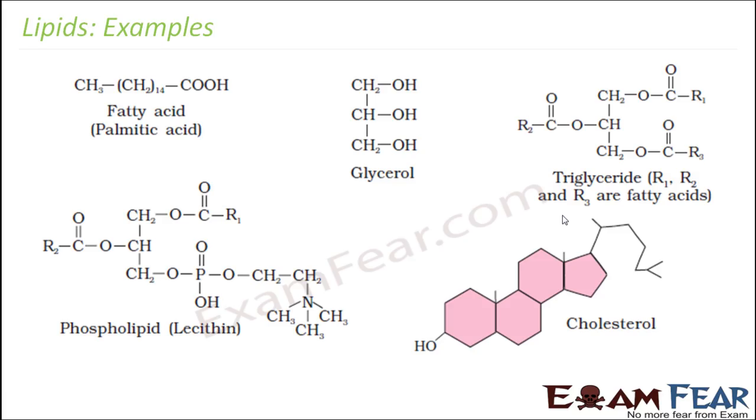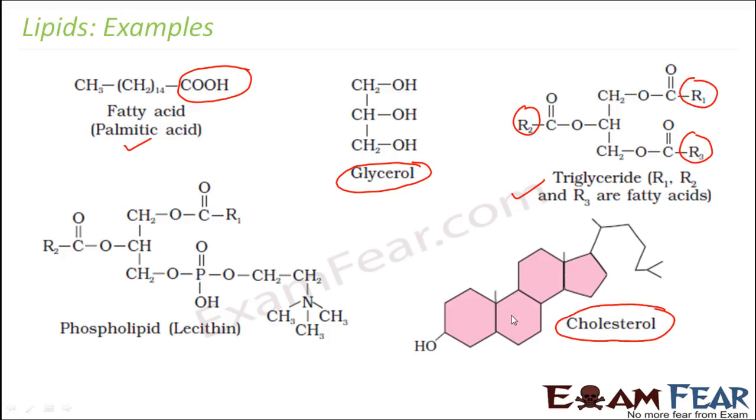So let us look at some of the examples of lipids. Here you can see the presence of a carboxyl group which makes it a fatty acid, and this is palmitic acid. Glycerol, this is how it looks like. A triglyceride will have 1 glycerol and 3 fatty acids. That is a triglyceride. Cholesterol is nothing but a sterol because you can see 4 carbon rings here. Phospholipid, as I said, will have 2 fatty acids, 1 glycerol, which you can see here, and 1 phosphate group. So this is a phospholipid, that is lecithin in this case. So these are some of the examples of lipids.